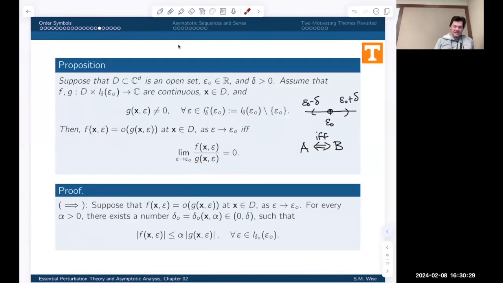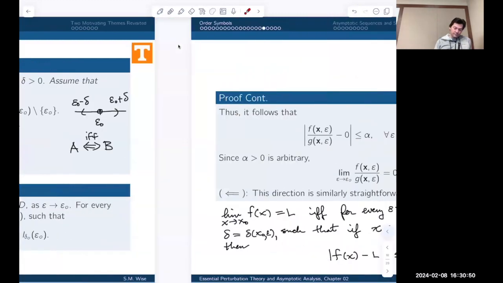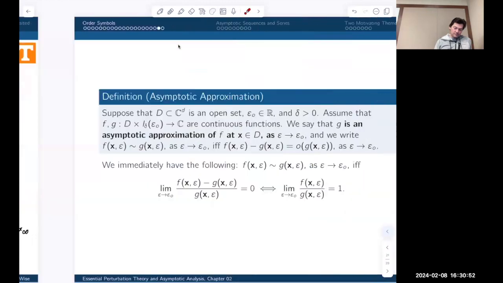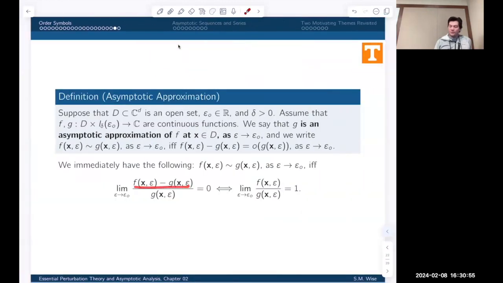That's according to what we said here. Now put something else here, for example, F here and H here. F is little o of H if and only if the quotient F over H is 0 in the limit as epsilon goes to epsilon naught. So now I'll have F minus G on top in the numerator, G in the denominator. That limit has to be 0 for this to hold. That's how we just defined F is asymptotic to G.